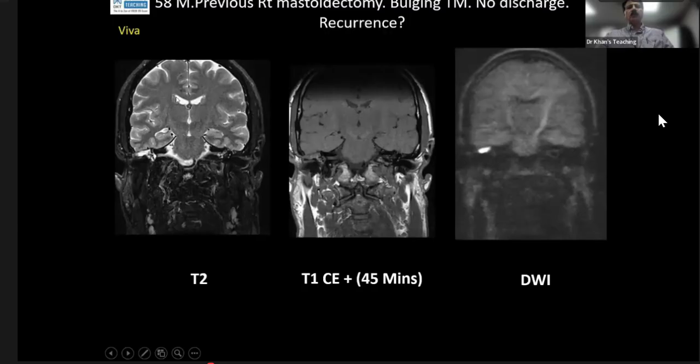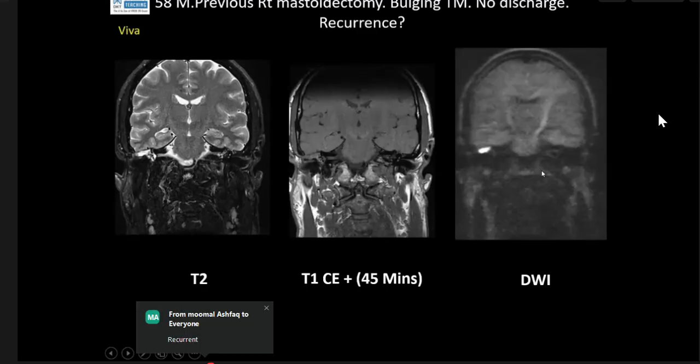This is a T2 weighted sequence. This is a T1 post-contrast, which has been delayed post-contrast, a 45-minute delay. And this is a DWI. So candidate 3, what is your conclusion? My conclusion is that there is a soft tissue mass, it is bright on T2 and doesn't show significant enhancement on post-contrast, but is showing some restriction. So the conclusion is it's going to be a cholesteatoma because it restricts.